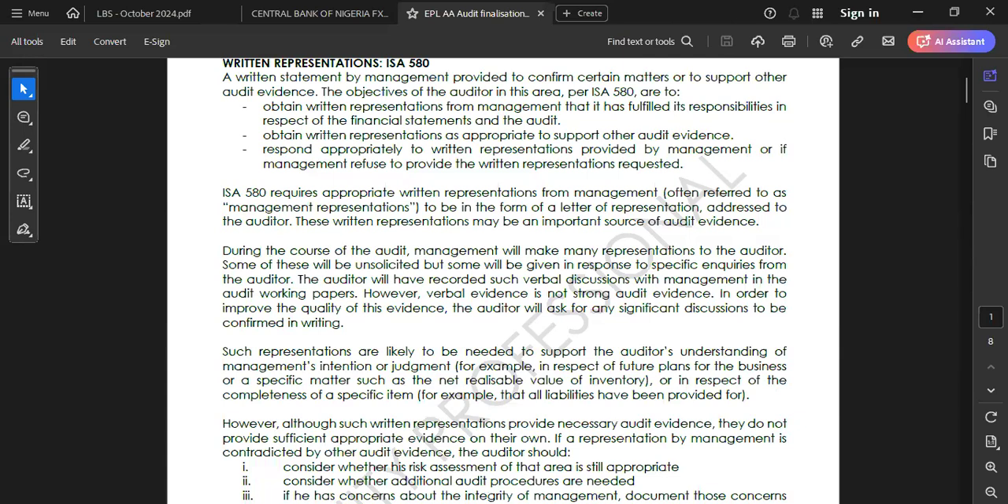Now, when an auditor is carrying out an audit, there are many instances where the auditor will be asking for clearance.